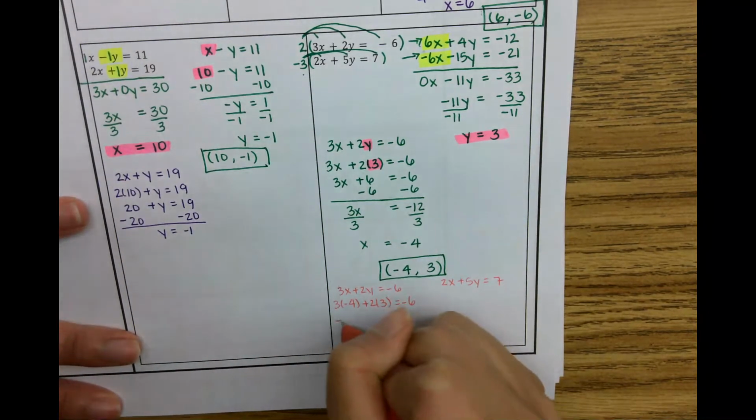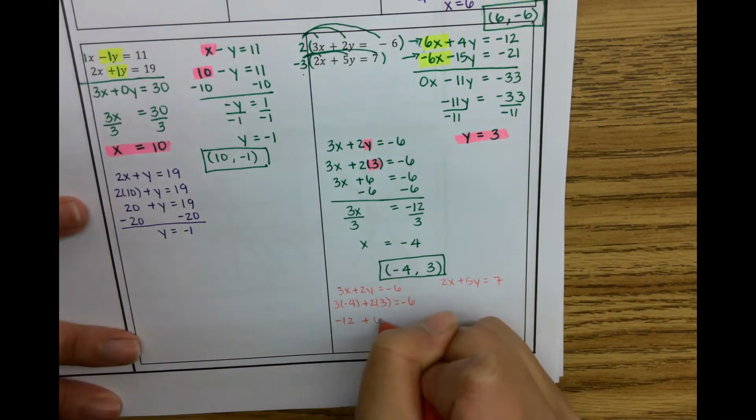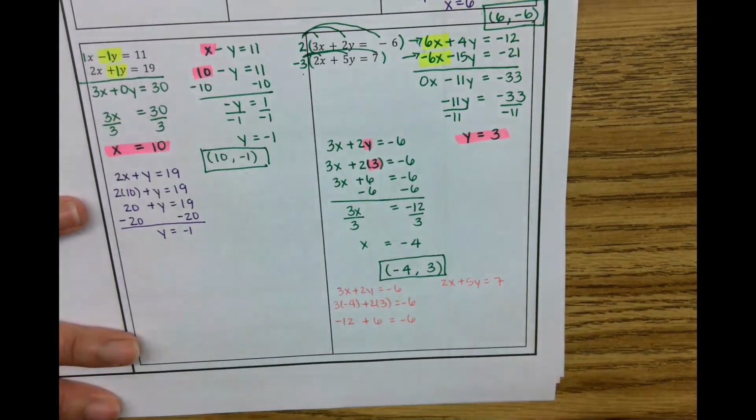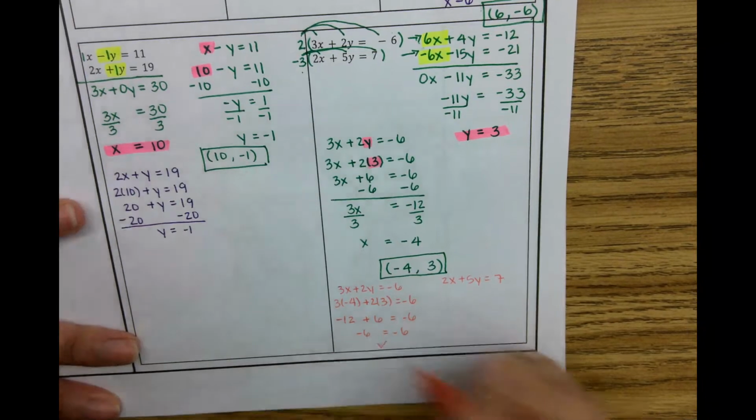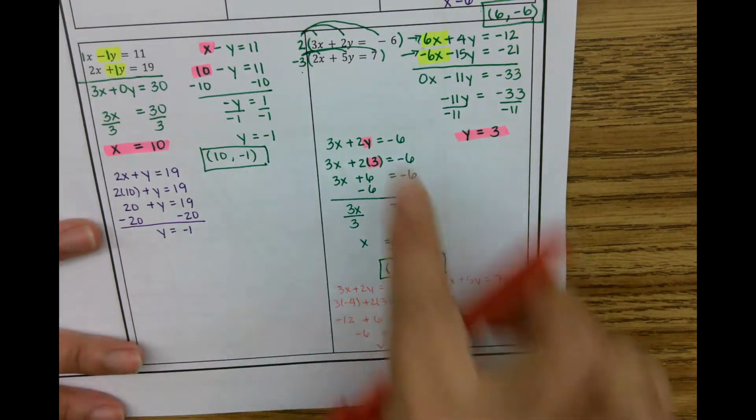3 times negative 4 is negative 12. 2 times 3 is 6. Negative 12 plus 6 is negative 6. Does negative 6 equal negative 6? Yes, it does. So it works for my first equation.